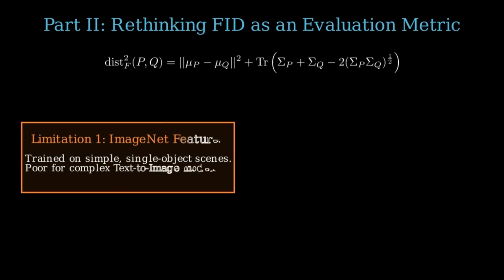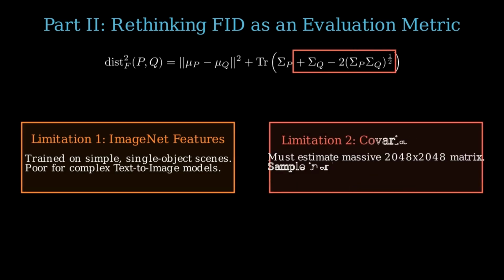But this mathematical convenience comes at a steep cost. Let's break down its fundamental limitations. First, the feature space itself. FID relies on embeddings extracted from an Inception V3 network that was pre-trained on the ImageNet dataset. ImageNet is heavily biased towards simple, object-centric images like a single dog in the center of the frame. Modern text-to-image models generate incredibly complex, compositional scenes with multiple interacting subjects. Using Inception features to evaluate these rich generations is fundamentally mismatched.